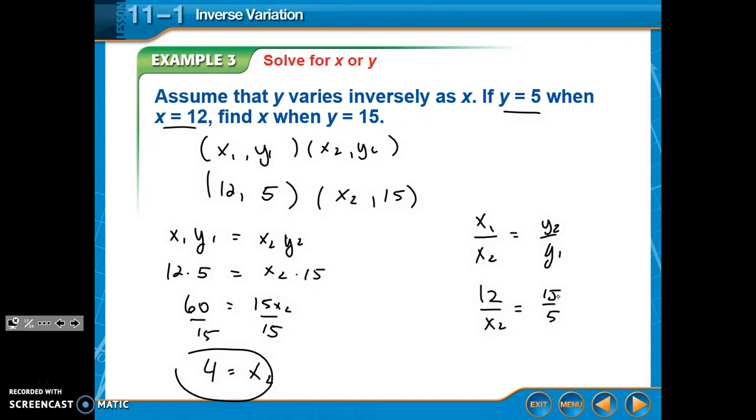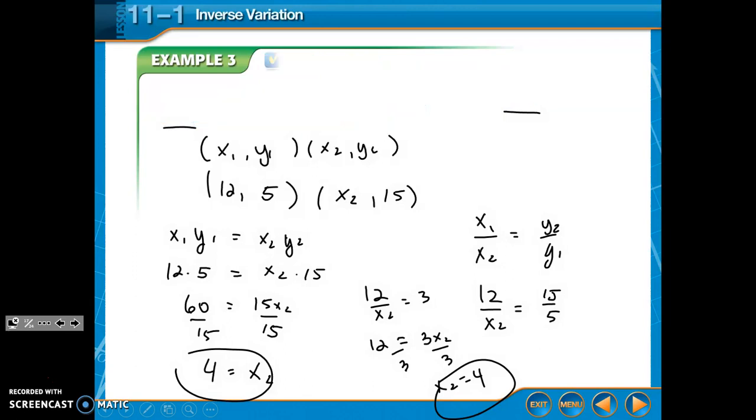So if we were to solve this, 15 over 5 is 3, so I'm going to get 12 over x2 equals 3. And then I can multiply both sides by x2, so I get 12 equals 3x2, and divide both sides by 3, and I get x2 equals 4. So you get the same answer. So whichever way you like better, either as the fractions or as the products, either way works.